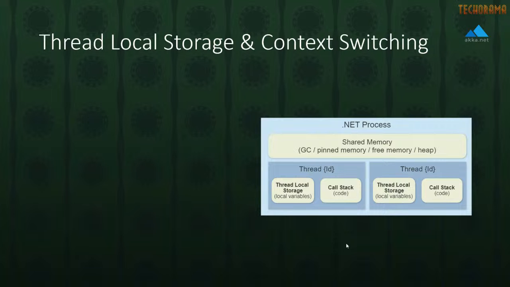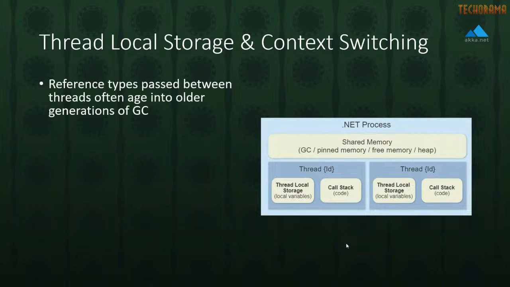Now, the real cost of threads, in terms of memory access, is typically their context switching overhead. Context switching is something that happens in every operating system, in every runtime, in every programming language. It's not specific to .NET.